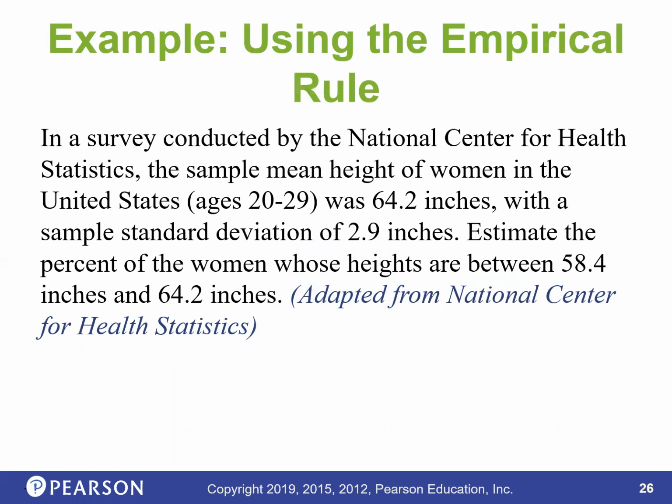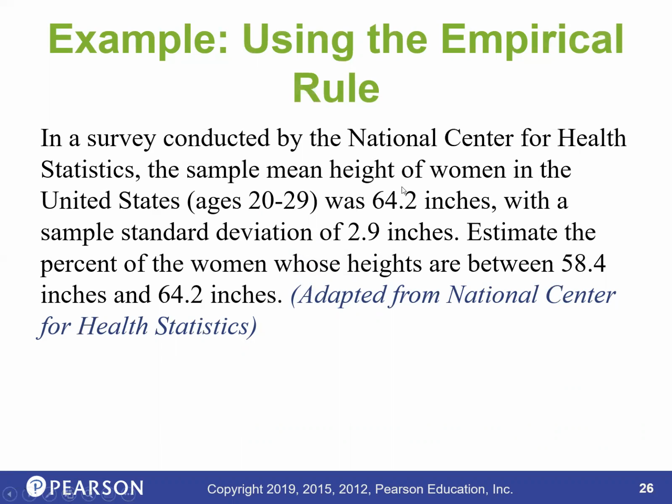So a survey conducted at the National Center for Health. We have a sample of the average height of women in the United States, ages 20 to 29, was 64.2 inches. Standard deviation of 2.8. So you guys tell me, estimate the percent of women whose heights are between 58.4 and 64.2 inches. So I think it has to do something with the standard deviation. What do you guys say?